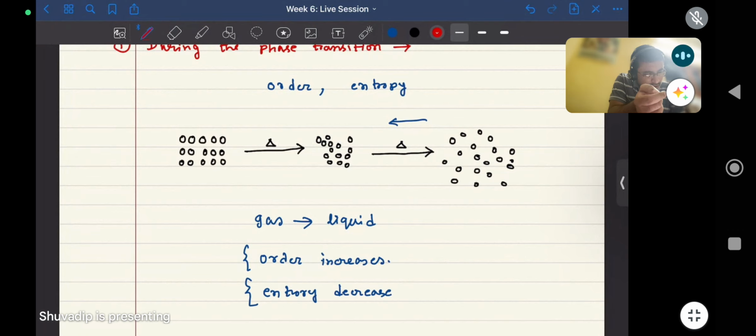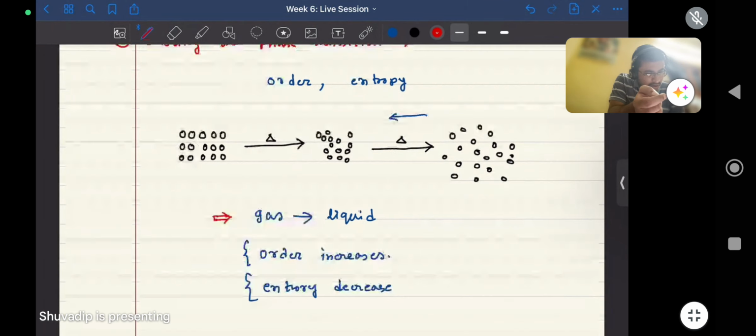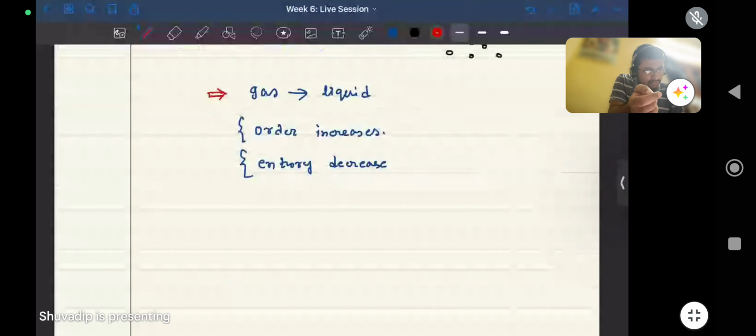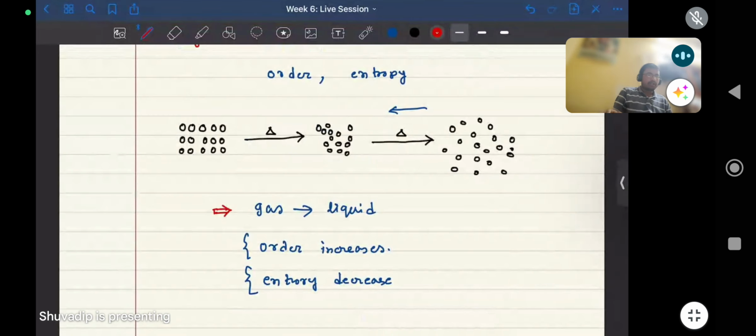Similar thing happens if you go from liquid to solid. Order will increase more and entropy will decrease further. Okay. So gas to liquid: order increases, entropy decreases. Let us move to the next question. Question number 2.